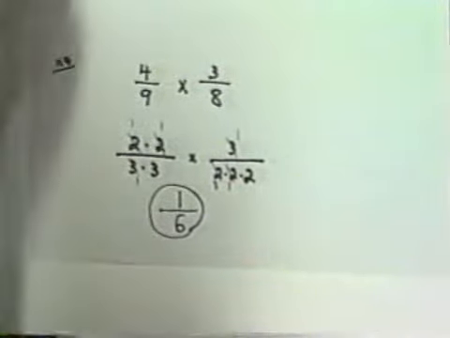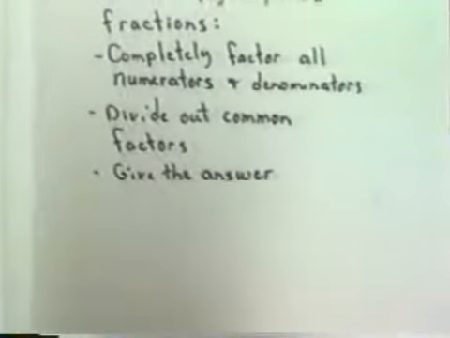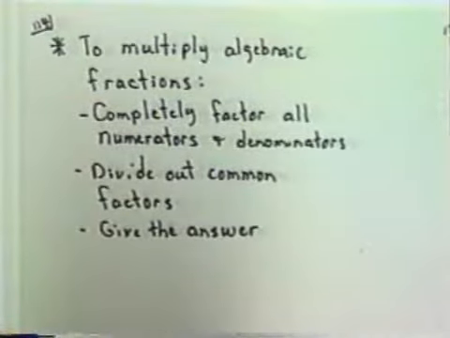I'm going to give you another starred concept now that you'll need to know. To multiply algebraic fractions, first of all, you completely factor all numerators and denominators. So the whole key to today's lesson is being able to completely factor. Once you completely factor, then you divide out the common factors. And finally, you give the answer.